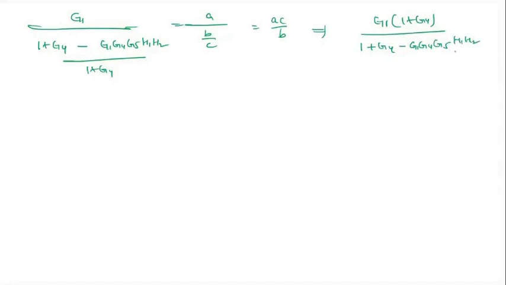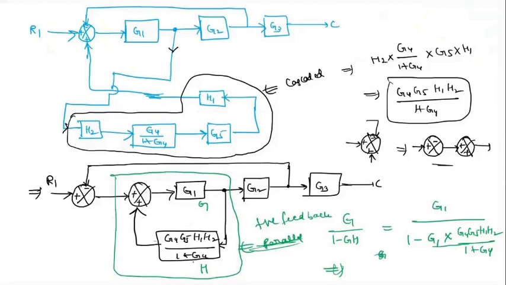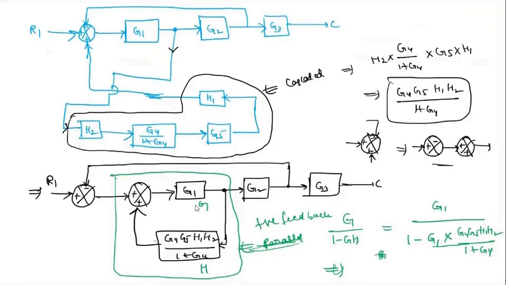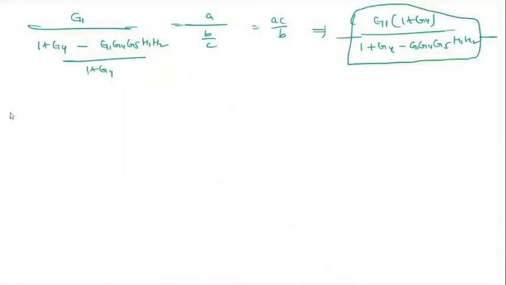In these two terms, you can take G4 common, but there's no need; you can just keep it like this. This is the one block. This block can be represented with the green color box. Within the green color box, you need to substitute this block. So if you substitute, what is the resultant block diagram? We'll see right now.